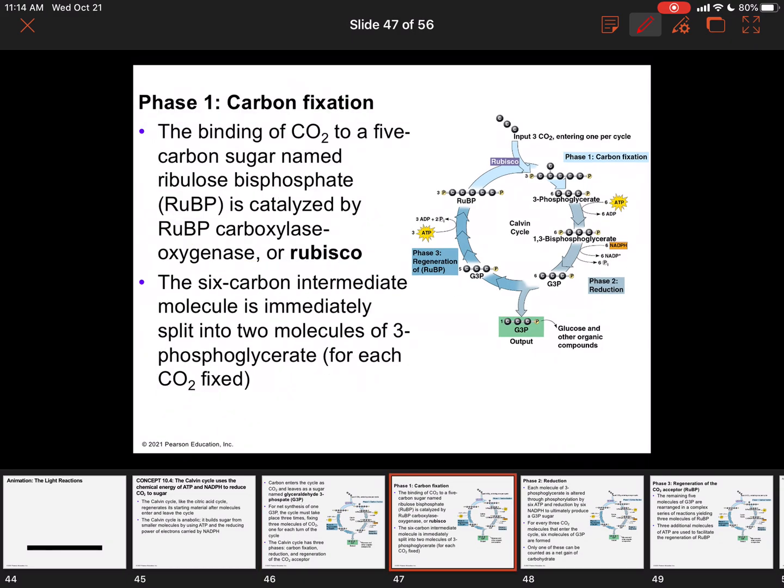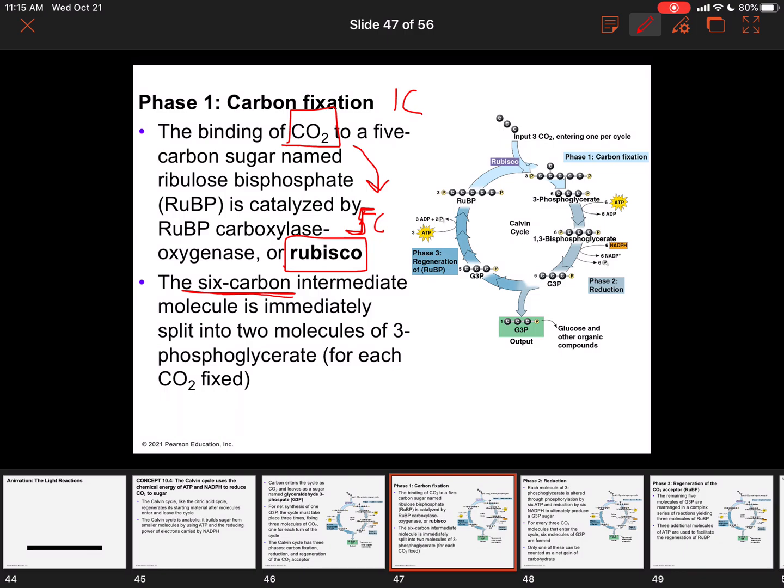Okay? And so in phase 1, this is where the CO2 that is coming in from the atmosphere is going to bond with a 5-carbon sugar named Rubisco. Okay? So just remember Rubisco has 5 carbons. That's supposed to be a 5. I think I made it worse. And so if we combine these two together, carbon dioxide has 1 carbon and Rubisco has 5, we're going to create a 6-carbon molecule.